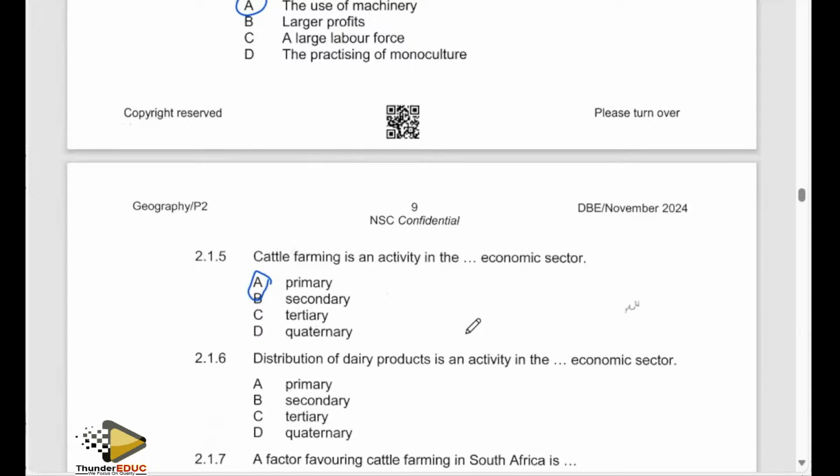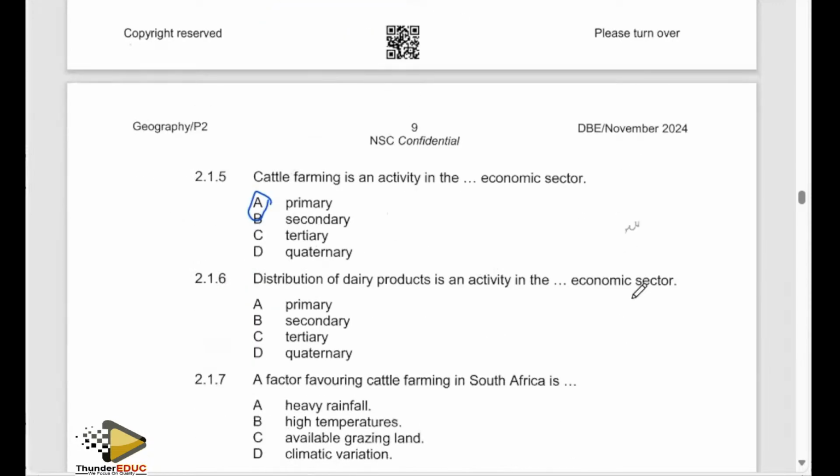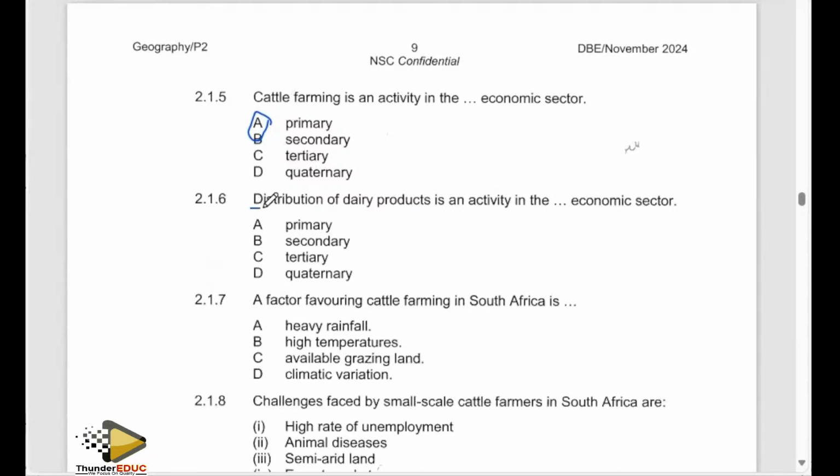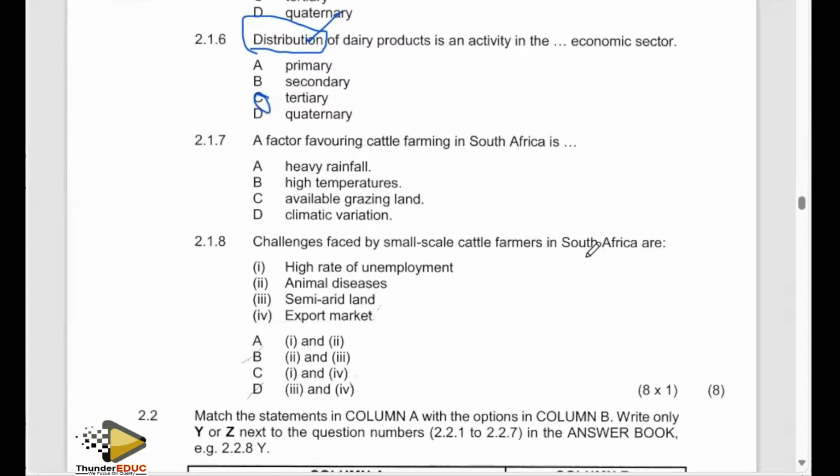We are moving on to question number 2.1.6. Distribution of dairy products is an activity in the Dash economic sector. We are looking at distribution. How do we distribute? It's coming from maybe the factory, which is a secondary activity where we are manufacturing the product. Maybe it's ice creams, chocolates, whichever milk product. The distribution part, what kind of activity? That one is a tertiary, it's a service. Right. 2.1.7, a factor favoring cattle farming in South Africa is Dash. Which one is more prominent?